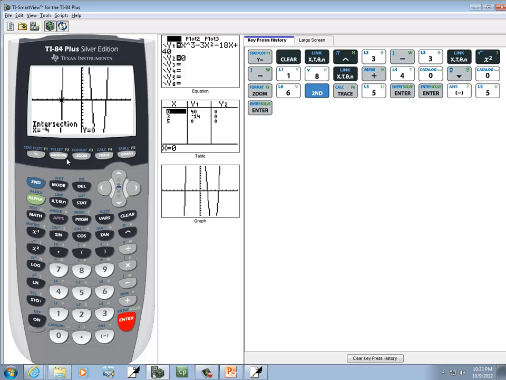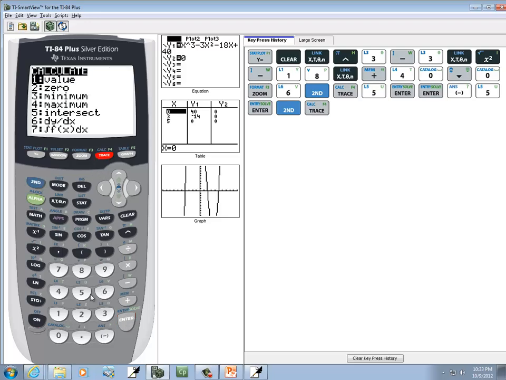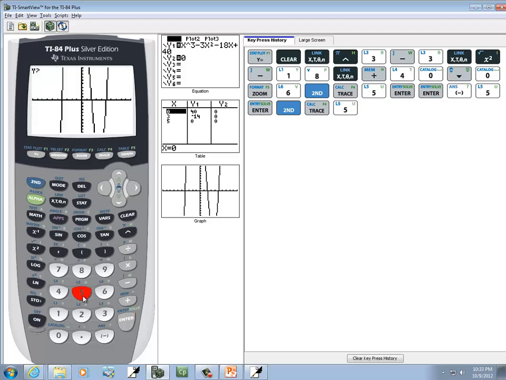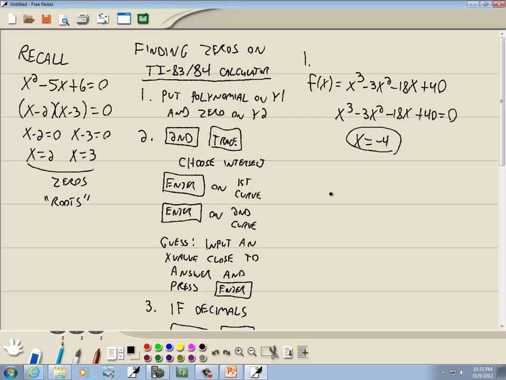So let's go through the process again. I'm going to do second trace, choose intersect, press 5. Enter on first curve, enter on second curve. Instead of actually inputting an x value close to our answer, I can just type in our answer. I think this is 2, so let's put in 2 and then press enter. And it comes back and tells us the intersection is x equals 2. So that's our second answer.